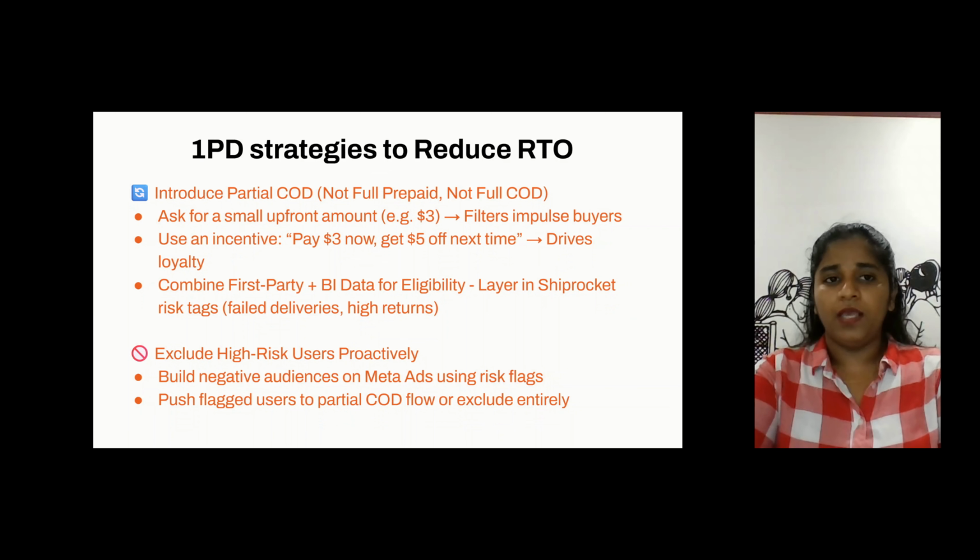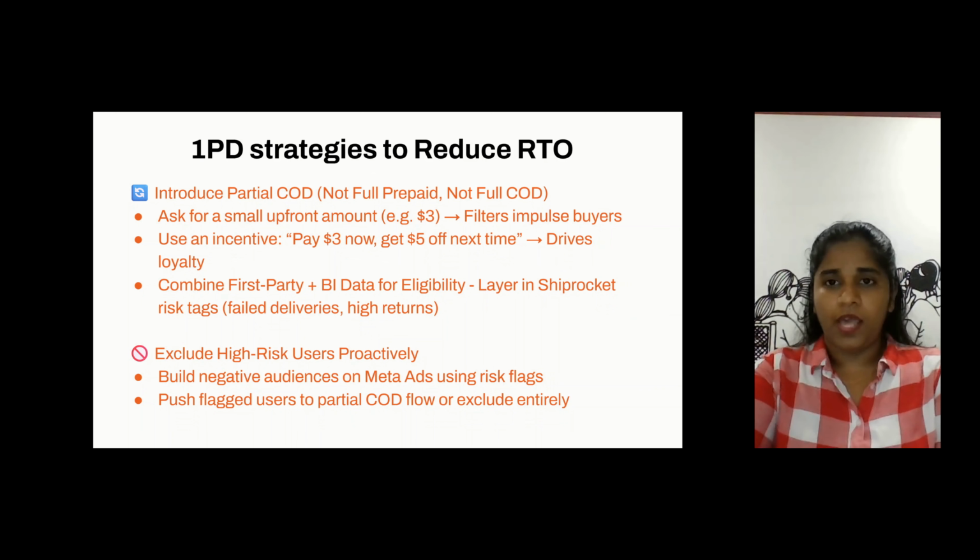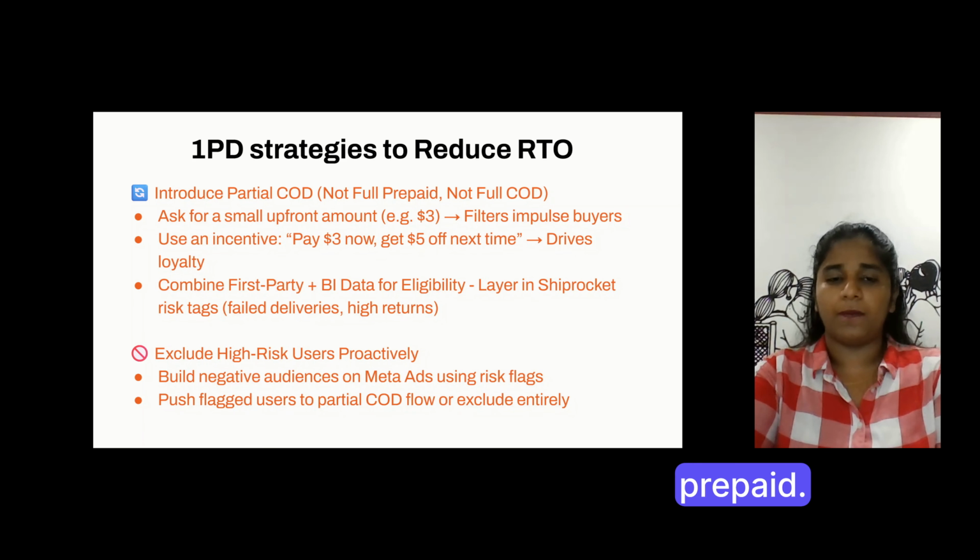For example, pay $3 now to confirm your order, pay the rest on delivery, and get a 5% discount on your next purchase. This is something you can try. It's a win win. You filter out impulse COD orders and reward genuine buyers. Pair this with business intelligence data from tools like ShipRocket and your own first party behavioral data like past order value, product category, and return history. And you've got a system that reduces RTO and even nudges users towards prepaid.